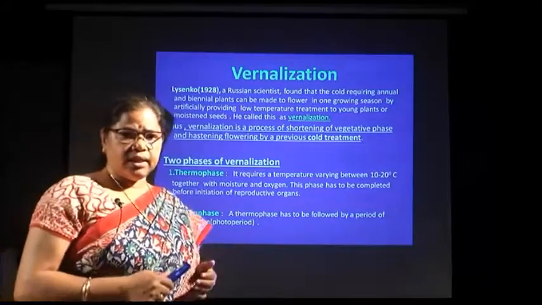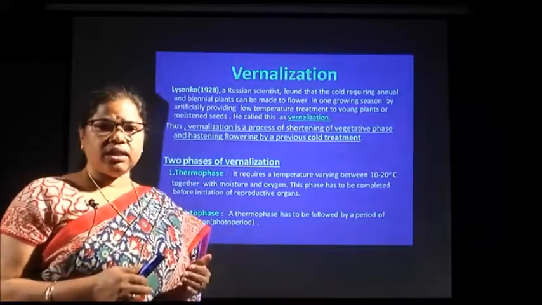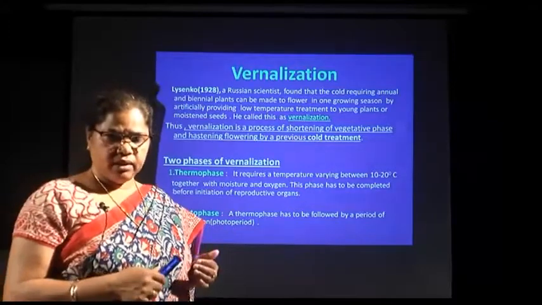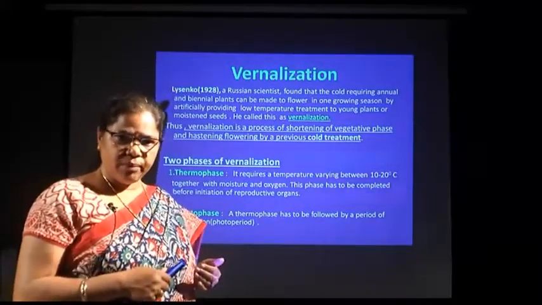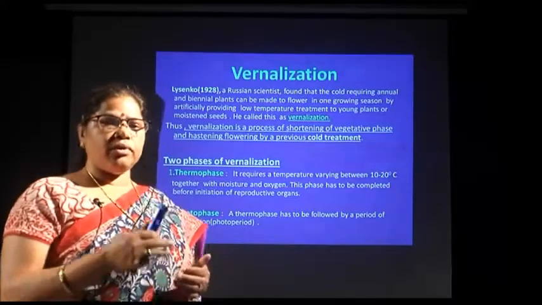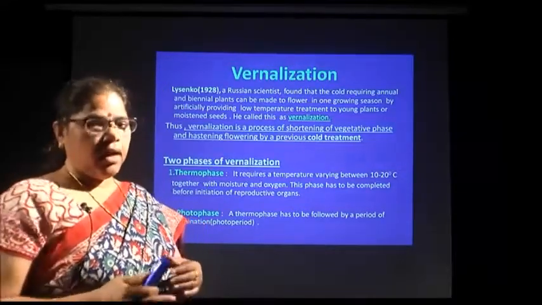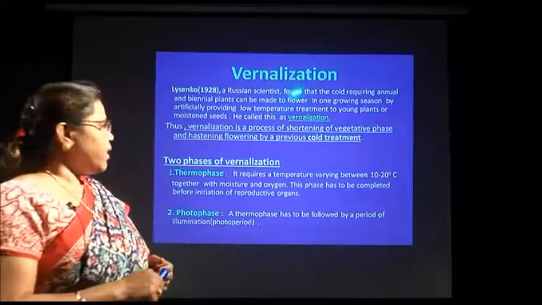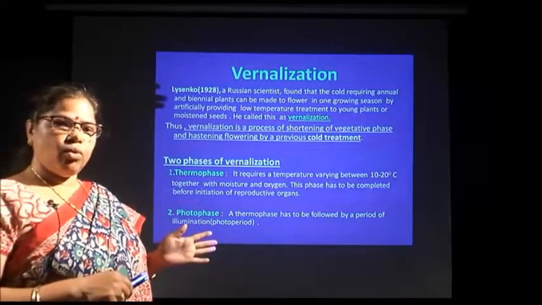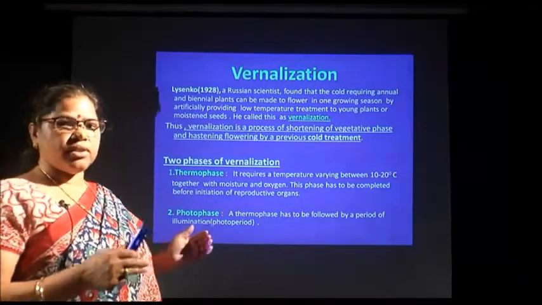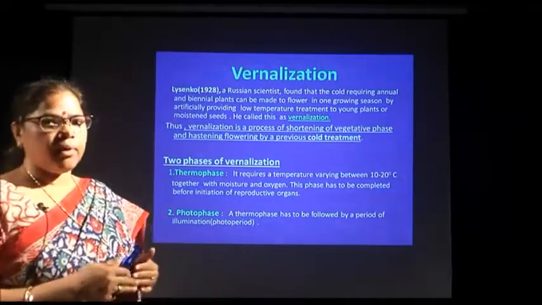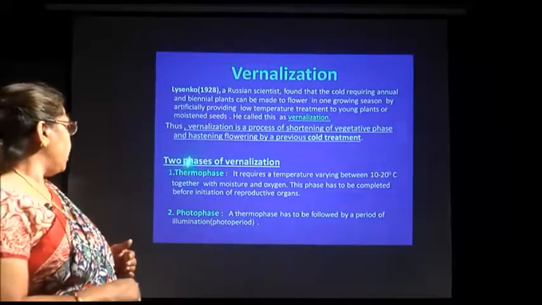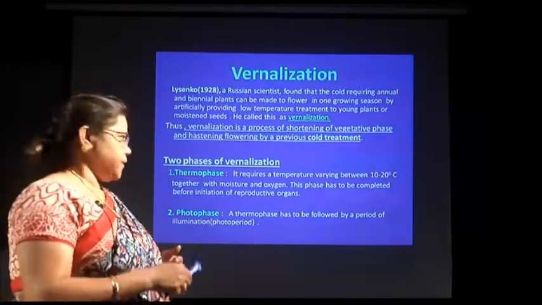So, to understand this, some plants need some low temperature treatment before flowering. In one season they receive the low temperature, then they grow, and after that they flower. Clear? And if those plants are artificially provided with low temperature treatment, then their vegetative period will be less, and their flowering will be hastened.